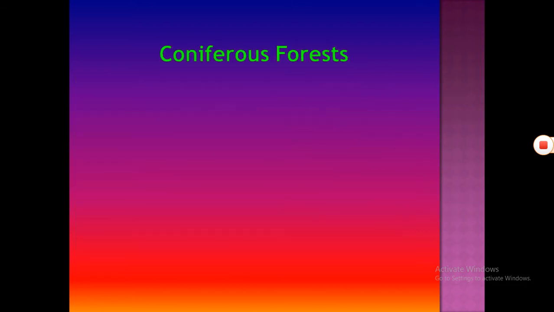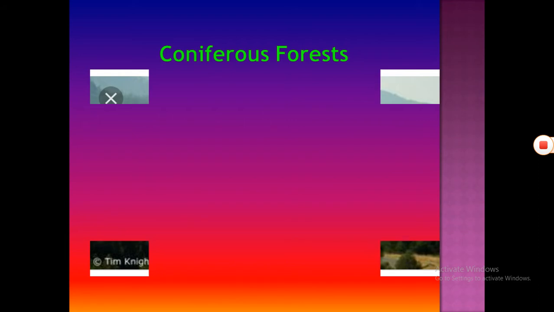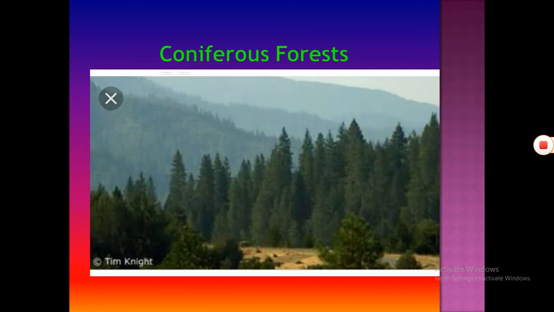Third one, coniferous forest. Coniferous forests contain trees with cone-shaped canopies. The trees grow very tall with pointed leaves. They grow in places with cold climate. They are mostly found at high altitudes. Altitude means the place above the sea level.